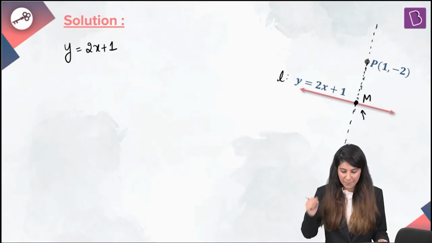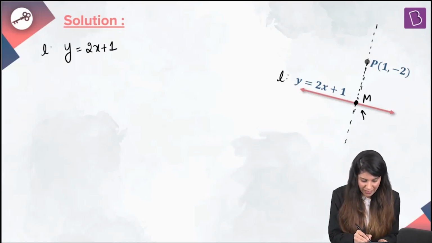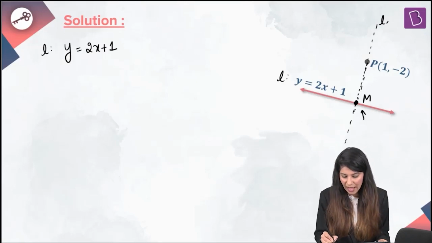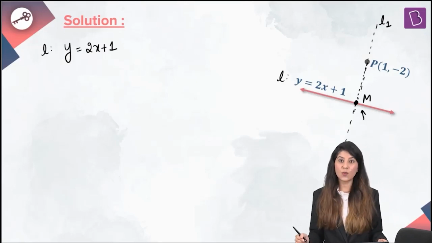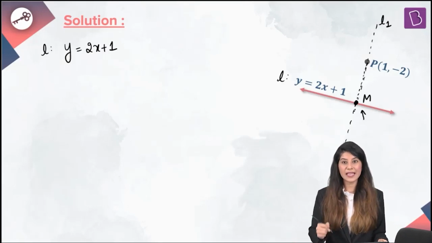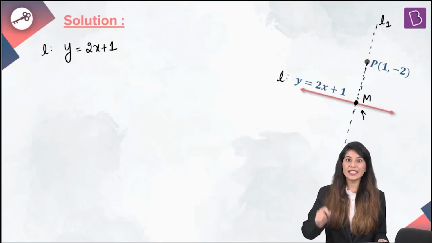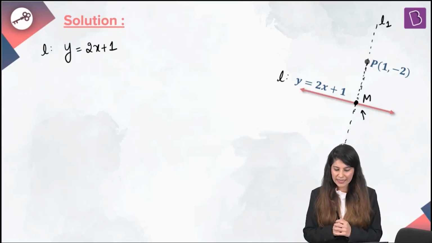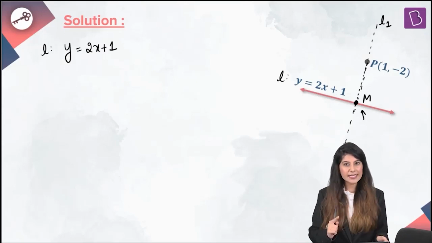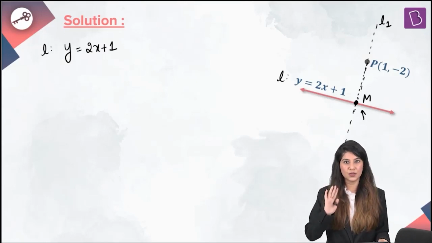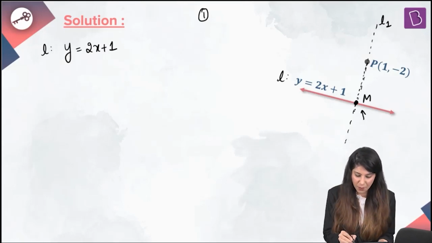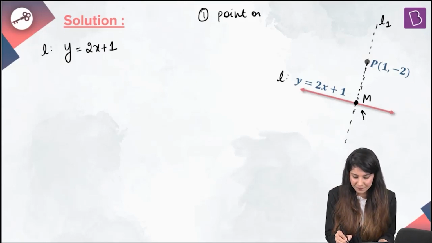So we just need to solve the equations of these two lines to get the coordinates of point M. But I have the equation of line L, but I don't have the equation of line, let's say L1, which is the line joining P and M. So how to get the equation of L1 is our concern in this question. Now to get the equation of L1, I need a point on this line, and I need the slope of this line. Do you agree or not?